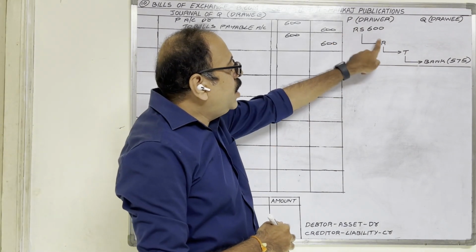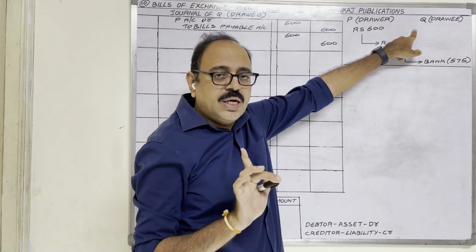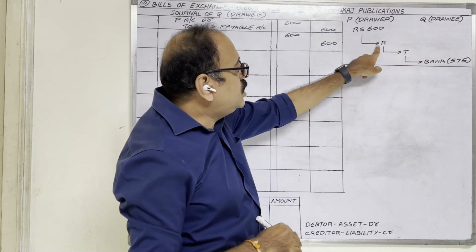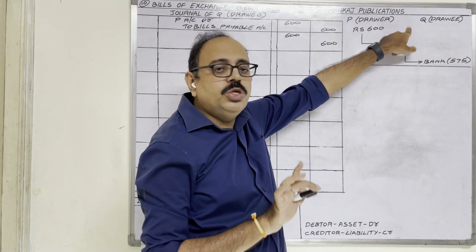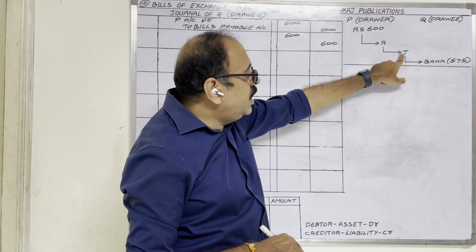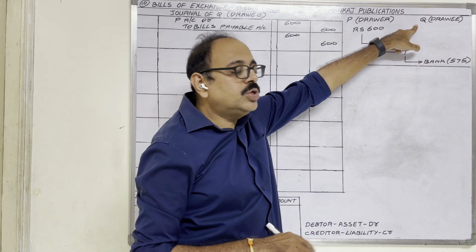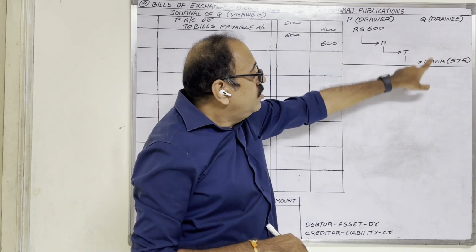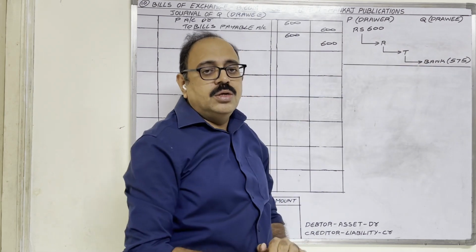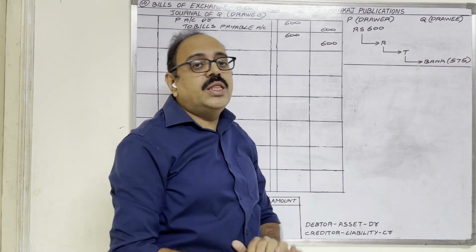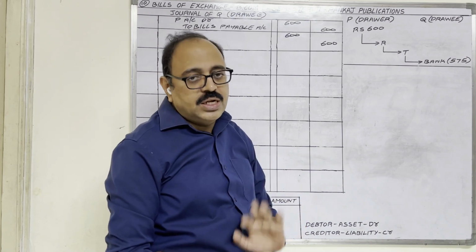Next entry is for what? P is endorsing the bill to R. For that, in Q's books there is no entry because he is not affected there. Next, R endorsed the bill to T. For this endorsement also, in Q's books no entry. Next, T discounted that bill with the bank. For this discount, in Q's books there is no entry. Finally, the bank came to Q and Q dishonored the bill. So Q is only dishonoring the bill, no? Therefore, in Q's books, for dishonor, we have to write the journal entry.